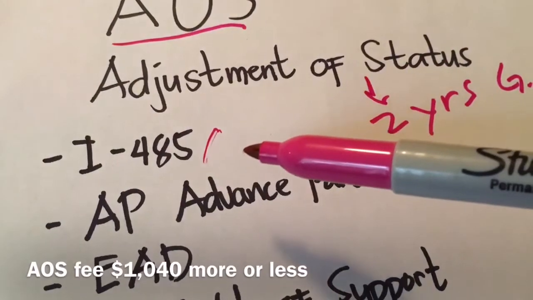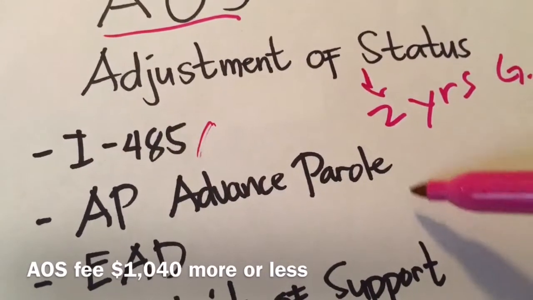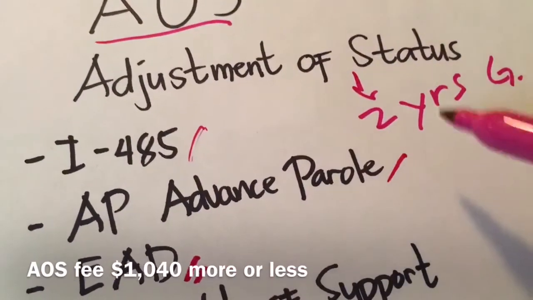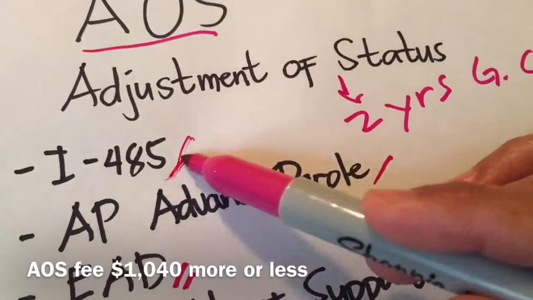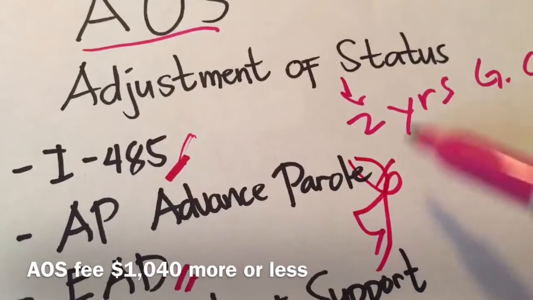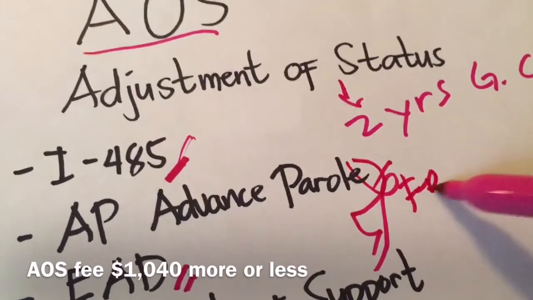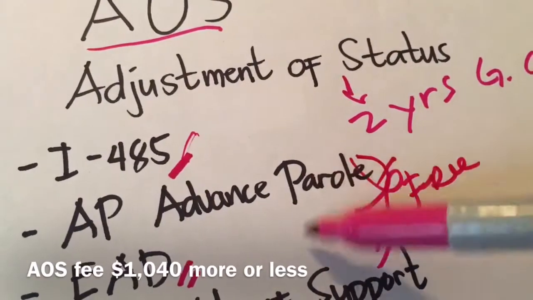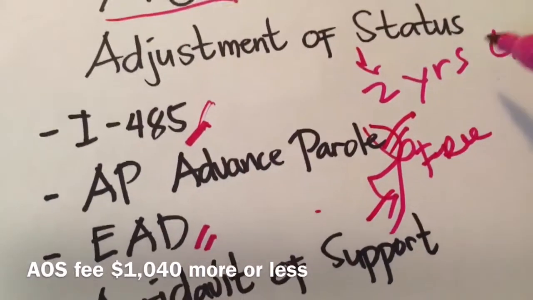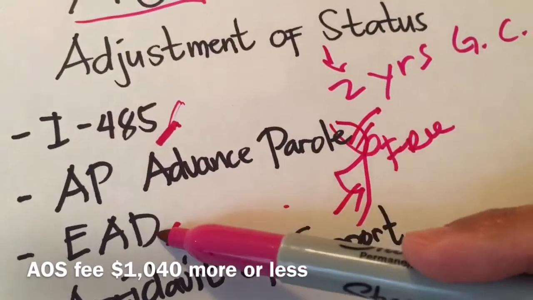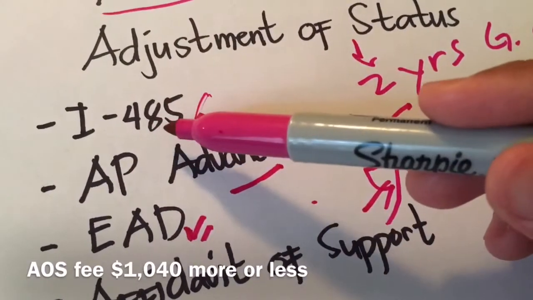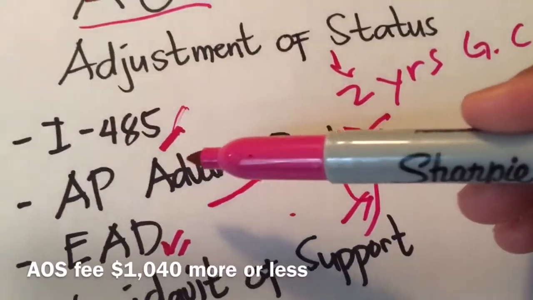Then if you file for adjustment of status, you need to file also the advance parole and the employment authorization document. If you file for your adjustment of status, you better apply for these two also, because it will be free. If you do not apply for these two together with the adjustment of status, you need to pay separately. It has a different fee for each. So better you apply together, so you will save some cash.